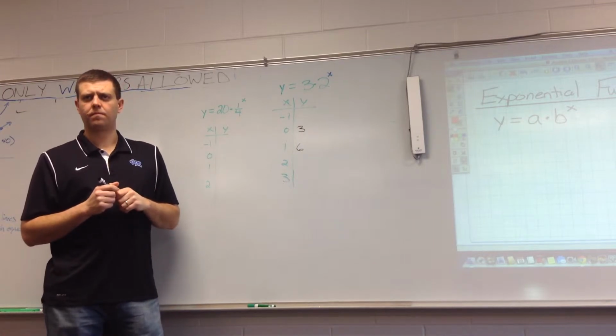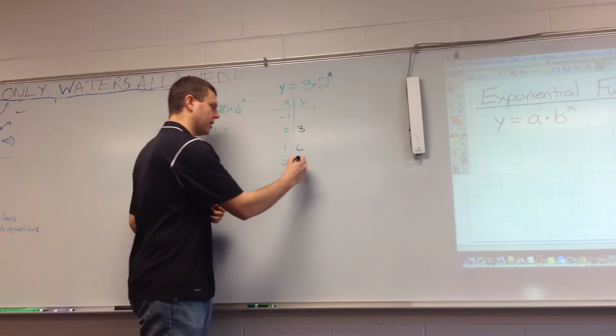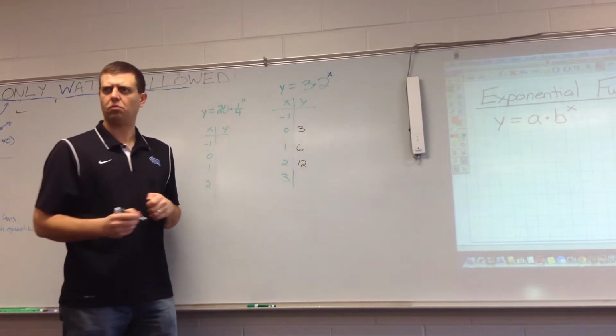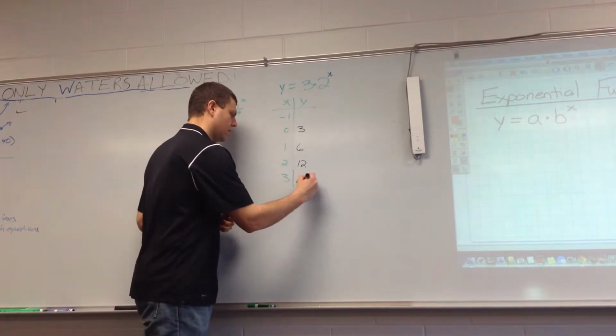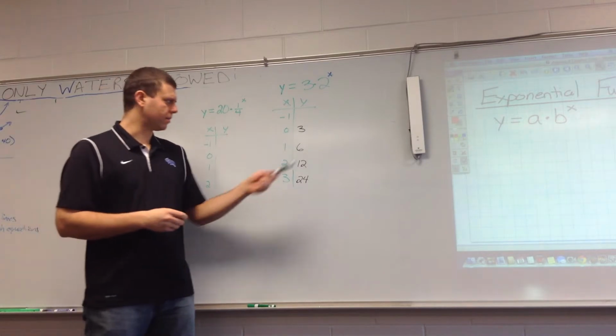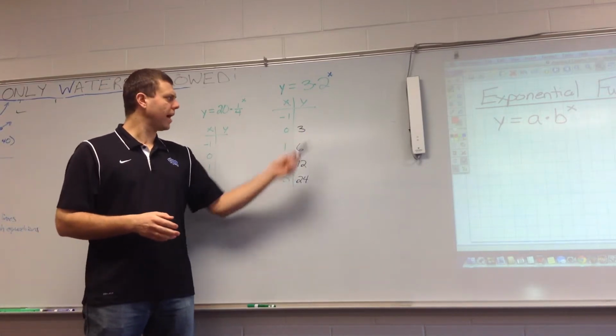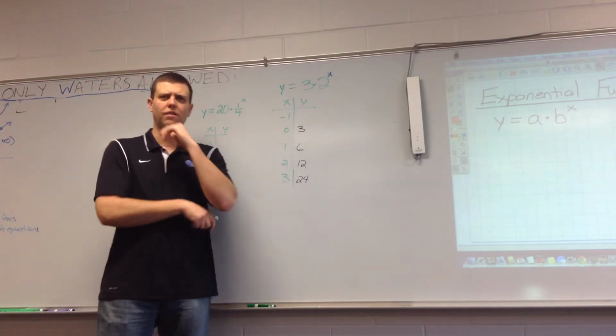12. Plug in a 3. 24. Well, you got that fast. How'd you get that? Because if you notice, they're just multiplying. You change it by 2. Oh, you notice the pattern. Okay. Well, if you notice the pattern, what do you think it is when you got a negative 1 for your x value?